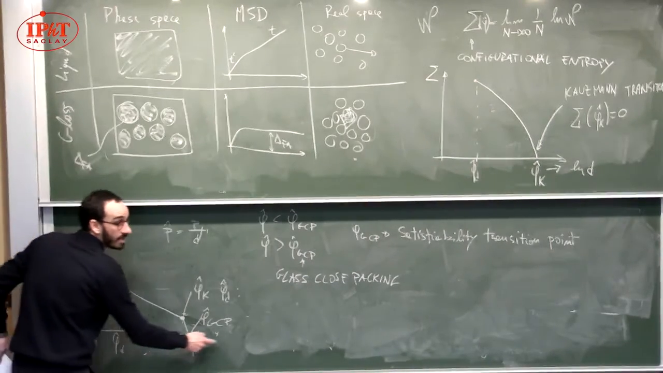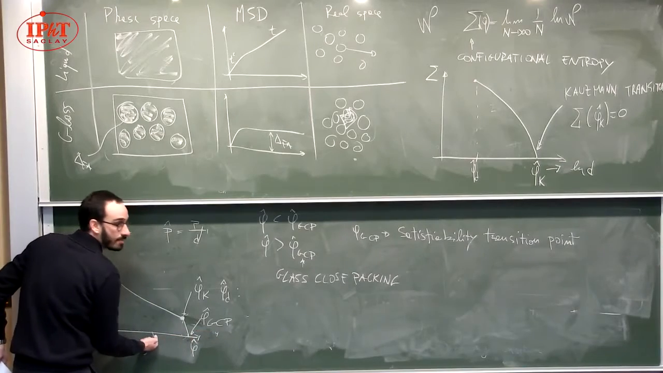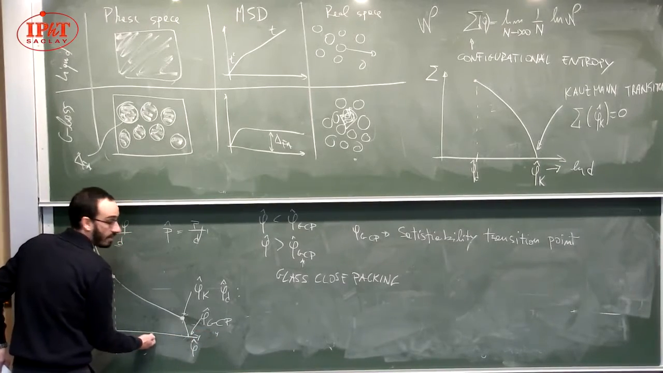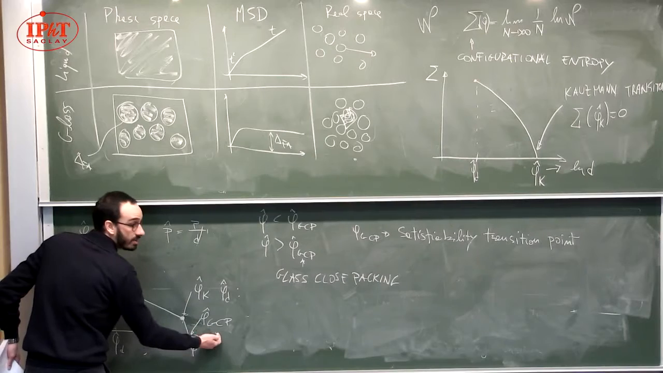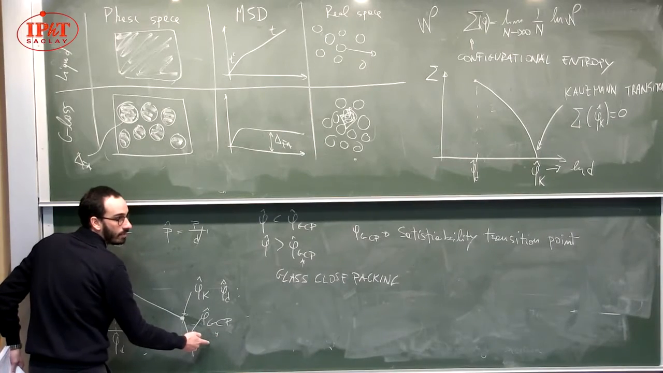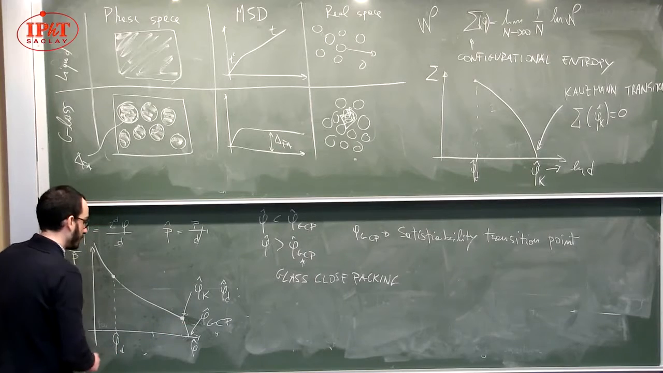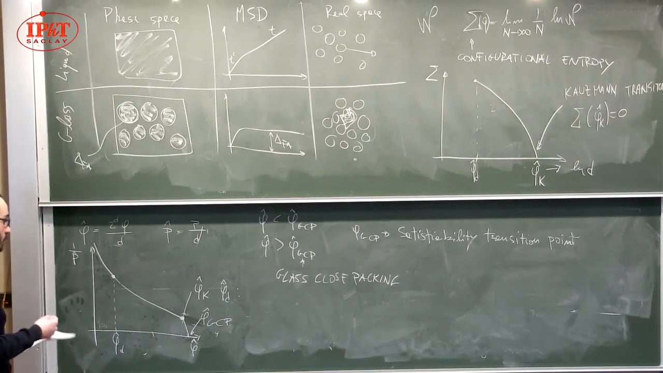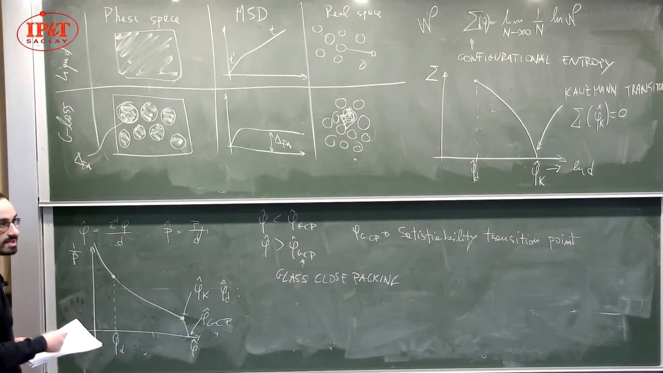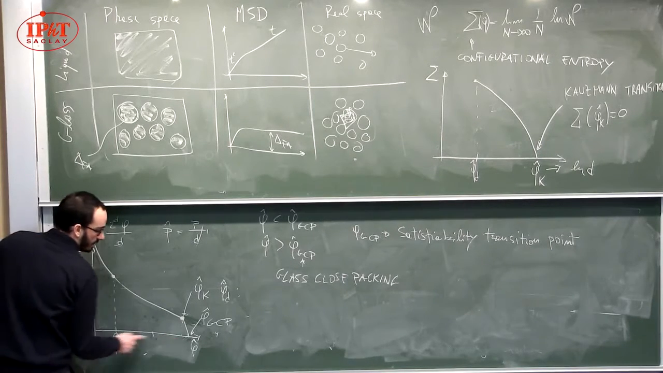Unless you overlap the spheres. So below this point, spheres are non-overlapping. And beyond this point, you can only find configurations at those densities with overlapping spheres. So if you want to satisfy the constraint that all pairs of spheres are not overlapping, you are constrained to this region.